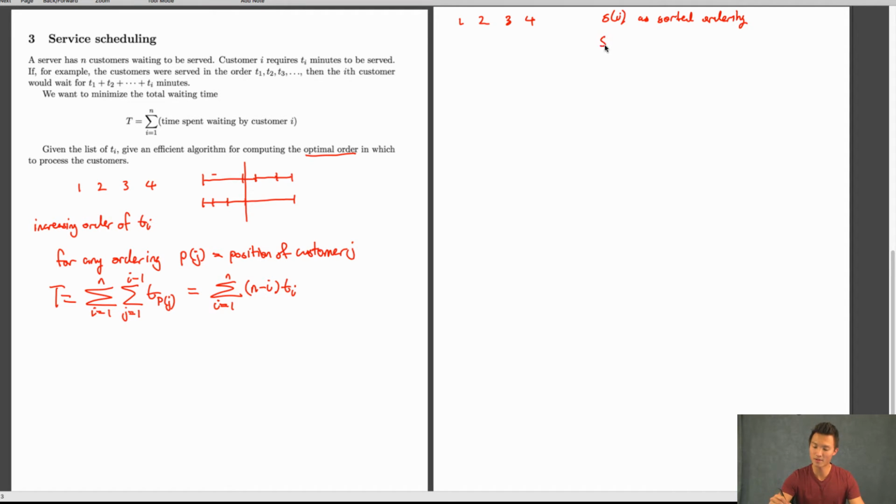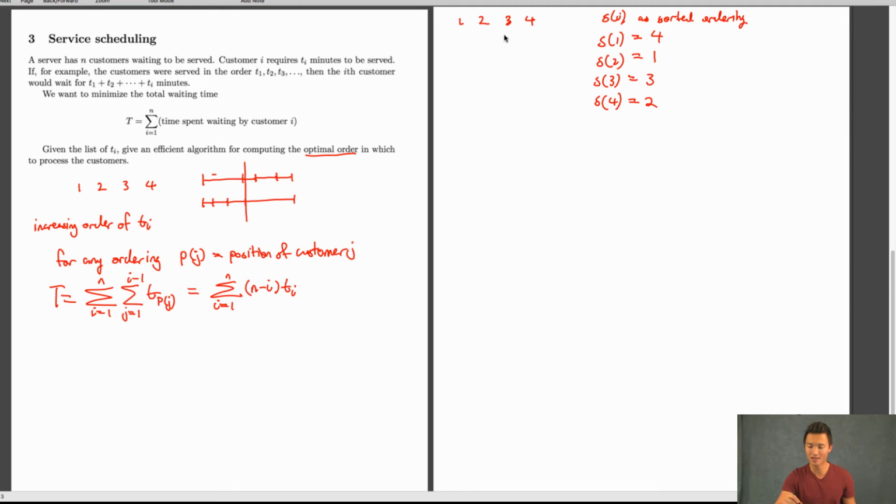In this case, we have S1, S2, S3, S4, and this is going to be 4. Let's say this is going to be 3, this is 1, and this is 2. Okay, so let's say this translates to this sorted ordering. And now we see that in our original ordering, we have something that's out of order, right?